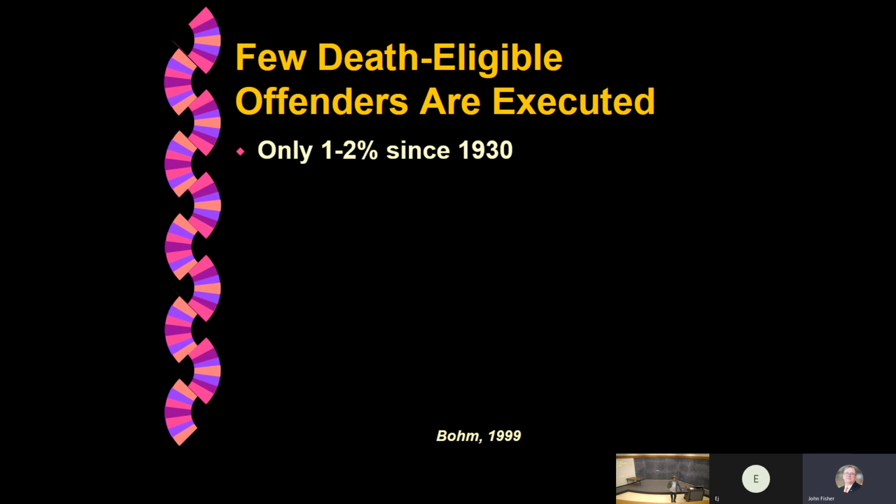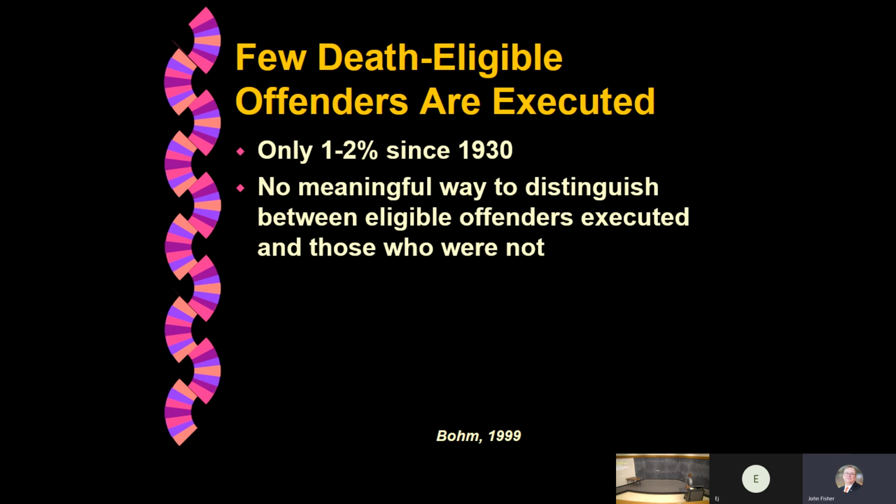Is that rare? Does that make it rare? Does it make it arbitrary? So what you want to do is you want to look at the reasons, or what was the common thread that caused these 2% of people to end up on the row. And we found that there was no meaningful way to distinguish between eligible offenders who were executed and who were not.